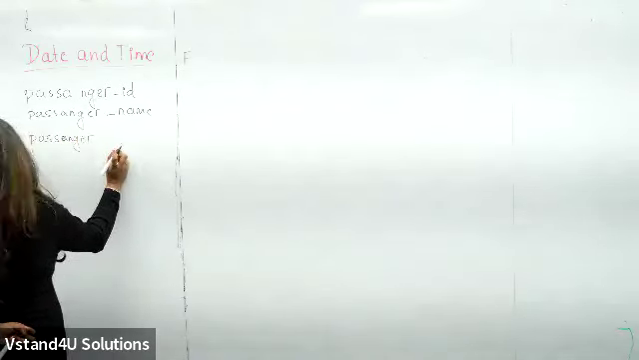You will take the data type date and time. You can take both also. Booking status. What do you mean by booking status, guys? Whether it is booked, cancelled or confirmed. So booking status, you will take it as varchar, 20.